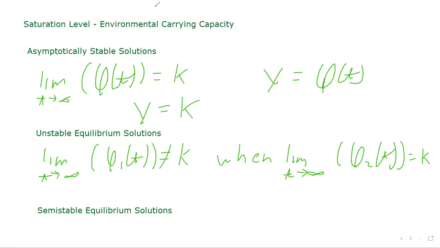So in the stable case, both sides are going to go to k. For the unstable one, neither side will go to k. And for semi-stable, one side goes to k and one side will not. And we'll see what I mean by one side in a second. But stable, both go to it. Unstable, neither goes to it. Semi-stable, one does, one doesn't. So there's your breakdown.